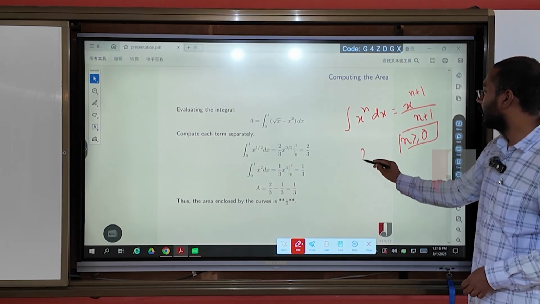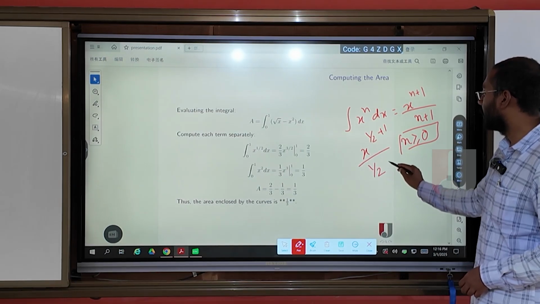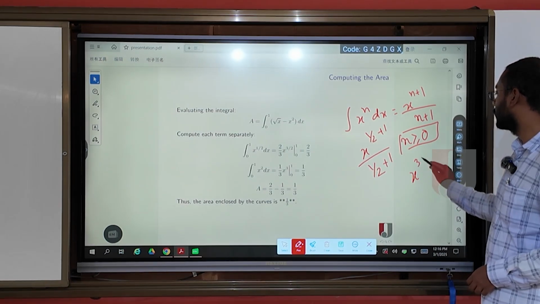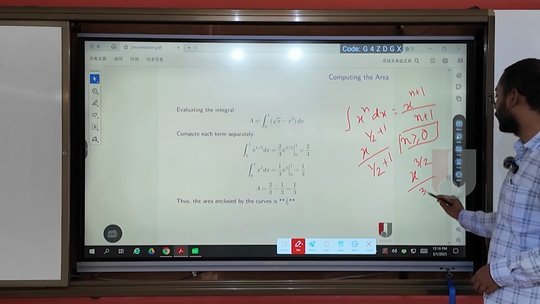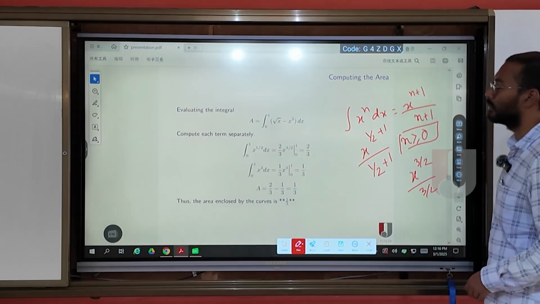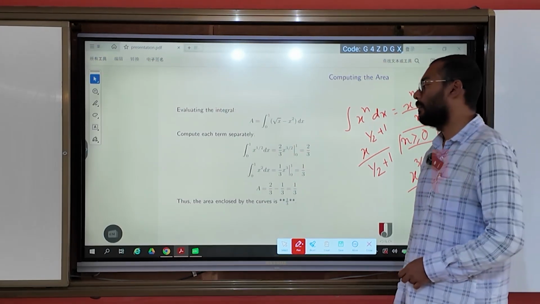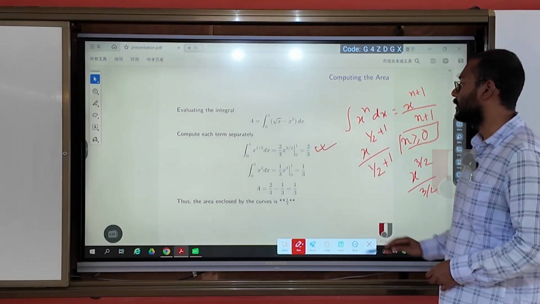So it is x to the power half plus 1 divided by half plus 1. So x to the power 3 by 2 divided by 3 by 2. So it is coming 2 by 3 into x to the power 3 by 2. Now we are putting the lower limit and upper limit, so it comes 2 by 3.